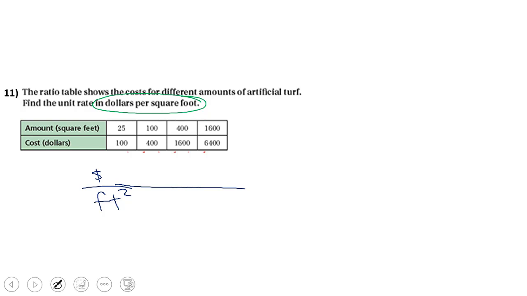Being a person of number sense, I'm going to choose the one I think is the easiest. And I'm going to choose $400 for 100 feet. Well, that simplifies real fast to $4 per foot squared. Per square foot. Nice. Pretty straightforward. And you get the same answer no matter which one of those you'd use.